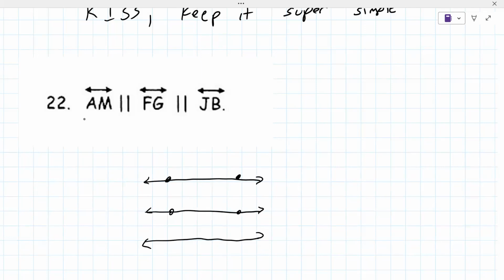Don't forget to label them. I've made that mistake before. F, G, J, B. Questions, thoughts on that? No. Okay.